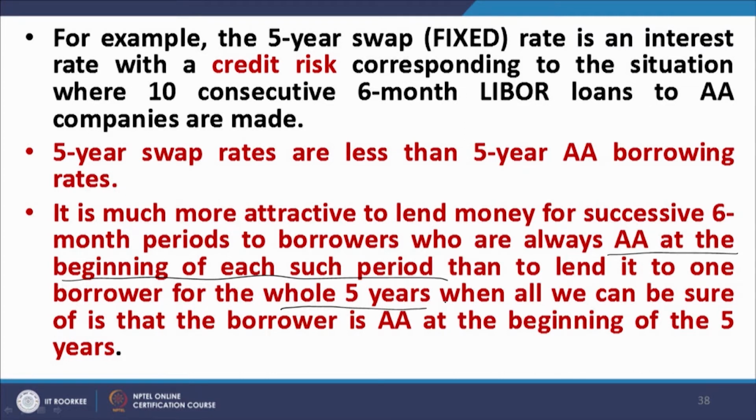In the case of a swap rate, you are making loans at 6 months, or you are deemed to be making loans. The rate is fixed on that premise that you have made a 5-year loan, but that loan is such that at every 6 months you review the credit rating, or you make the loan to a party, not necessarily the same party, to a party who has an AA rating at that point at which you make the loan.